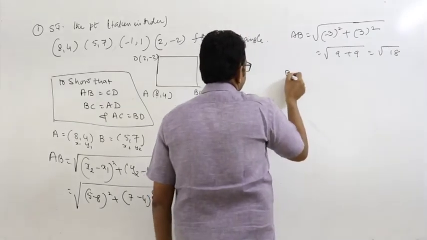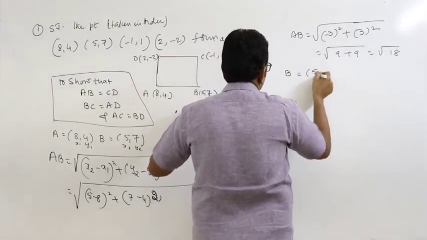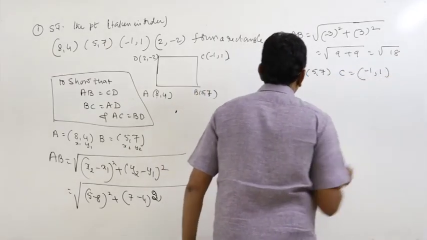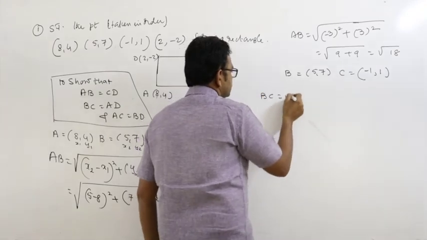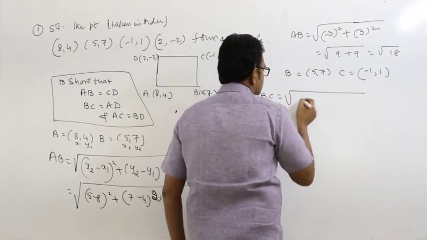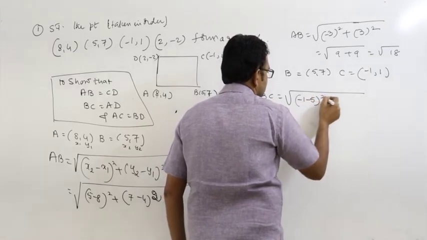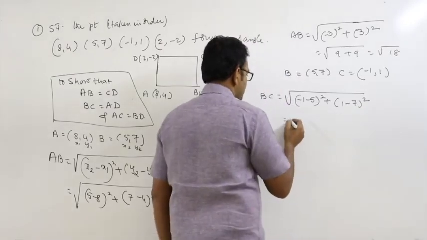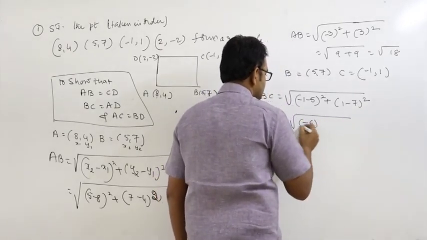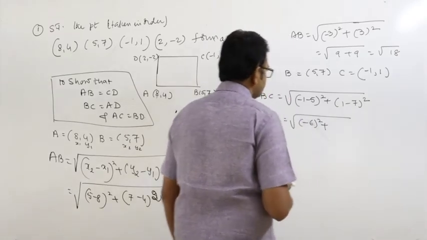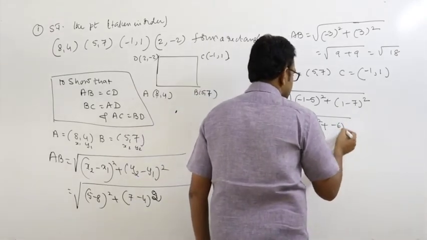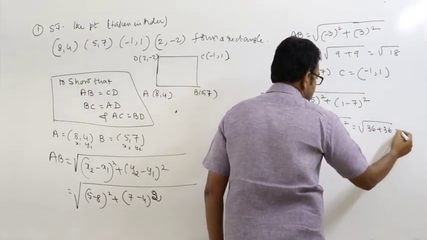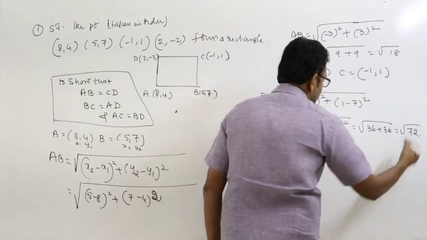Next, B is (5, 7) and C coordinates (−1, 1). Again BC is equal to root of (x2 − x1) whole square plus (y2 − y1) whole square, root of (−6) whole square plus (−6) whole square, that is root of 36 plus 36, root of 72.